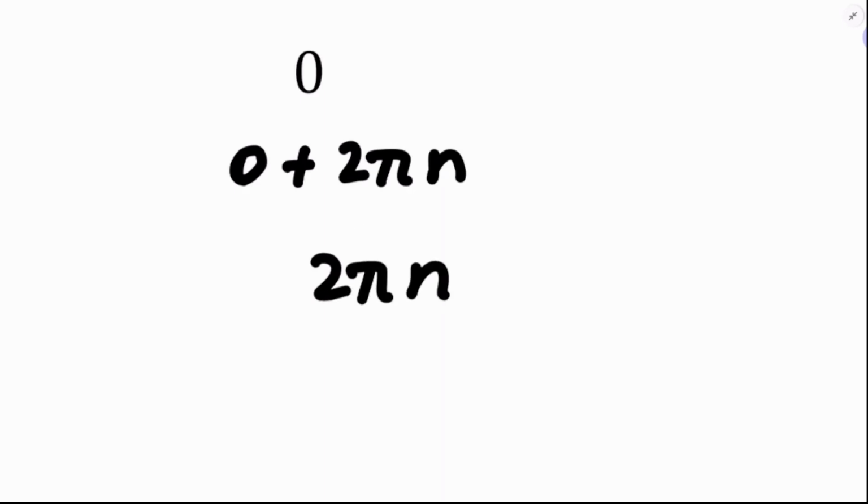And then for 0, we could say 0 plus 2 pi n, or we could just call that 2 pi n, because adding 0 doesn't really do anything, so I feel like that might be a little bit more world aware for us to write it as 2 pi n, where n is an integer.